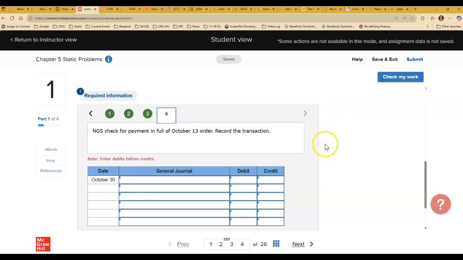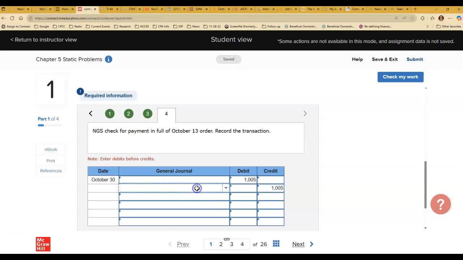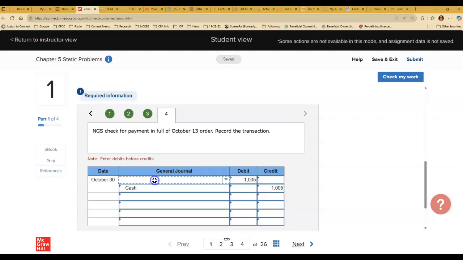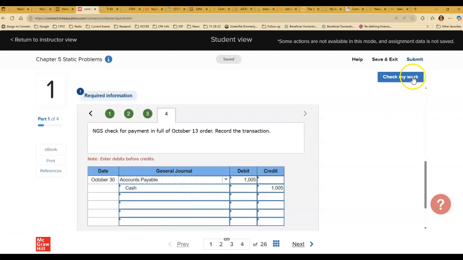Okay? All right, number 4 says Nicole's Getaway Spa check for payment in full of October 13th order. So the full amount of the October 13th order was $1,005. All right, we made a payment, so cash gets that credit and good. Okay, how we doing?